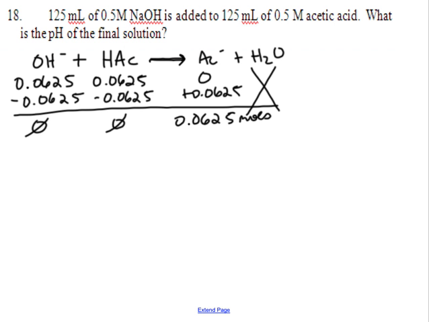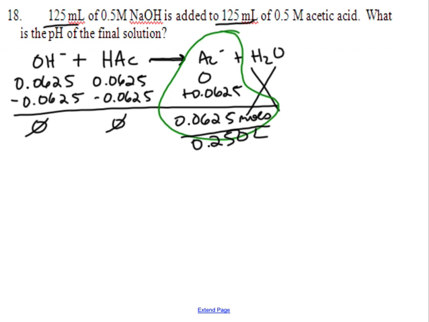Okay, so assess the damage after the war. And what do we have left over? Just a salt, Ac minus. So now we do a hydrolysis, right? But in order to do the RICE table with hydrolysis, we have to get moles to molarity by dividing by a total of 250 mL or 0.250 liters. So what is our concentration to 3 sig figs of this guy? 0.250. So there's our concentration of what's left over.